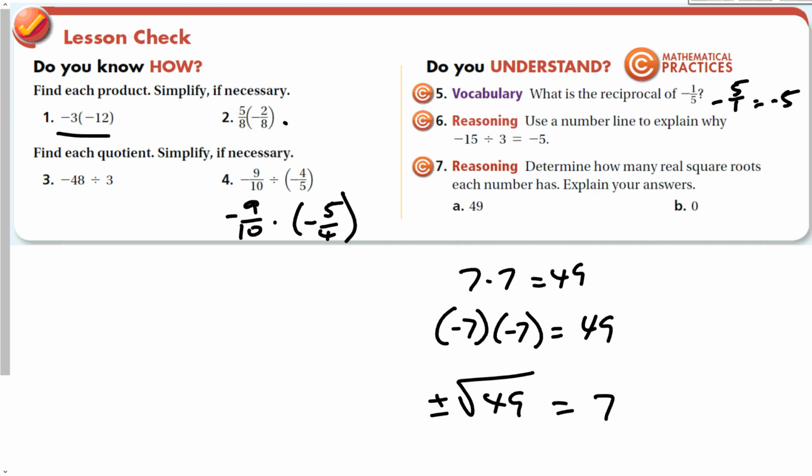But for B, what two numbers multiply together to give you 0? Well, it's just 0 times 0. That's 0. There's no such thing as negative 0. 0 is neither negative nor positive. It's right in the middle of the number line, smack dab in the middle. So while 49 has 2 real square roots, 0 only has 1. Okay, and that was 1-6, multiplying and dividing real numbers.